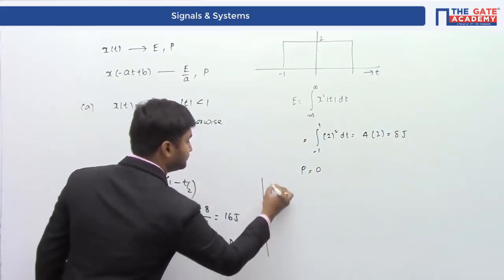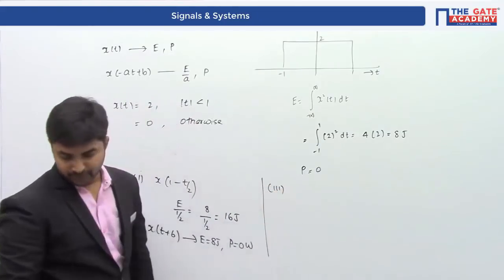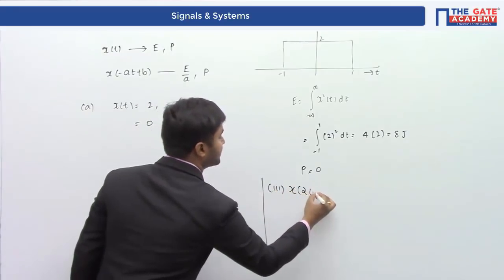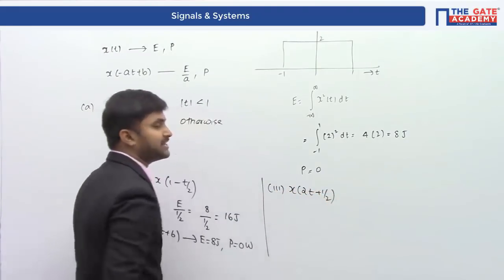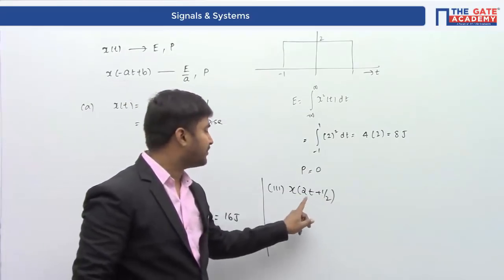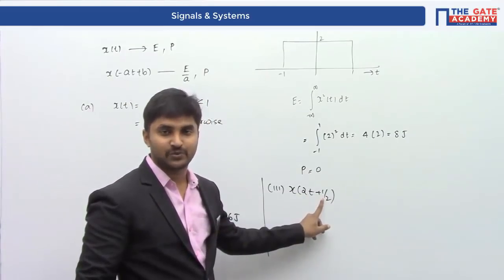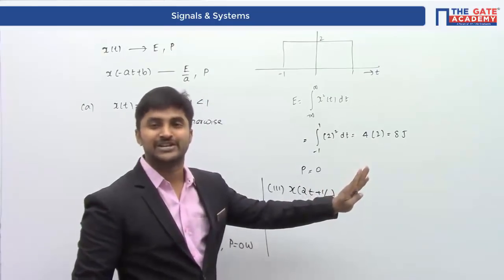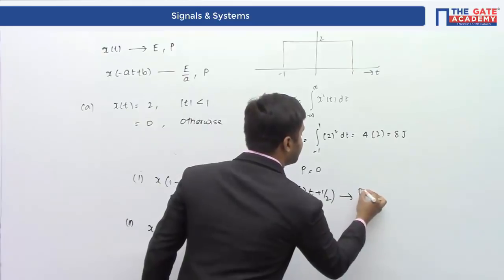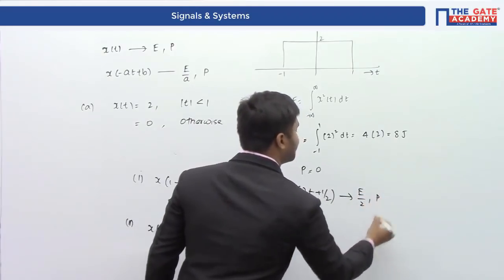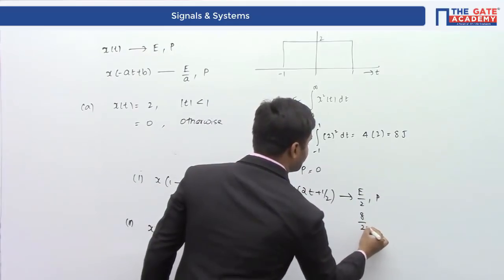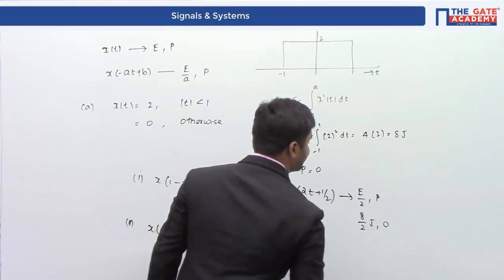Third part of the question, we have to find the energy and power of x of 2t plus 1 by 2. Here the scaling parameter is 2 and the shifting parameter is 1 by 2. It doesn't matter what the shifting parameter is. The scaling parameter is important for us. Why? The energy is going to become E by 2 and the power is going to remain the same. So E by 2 means 8 by 2 joules, and power is going to remain 0 watts.